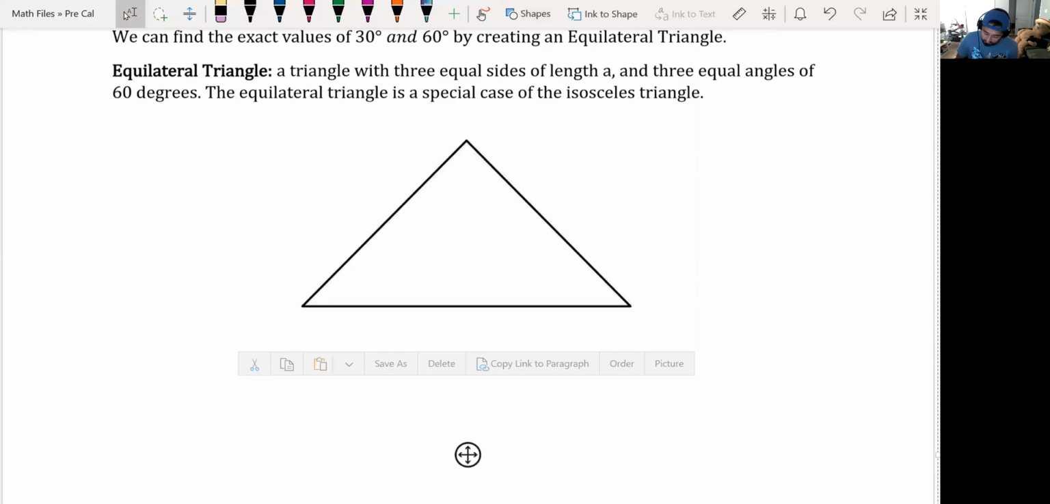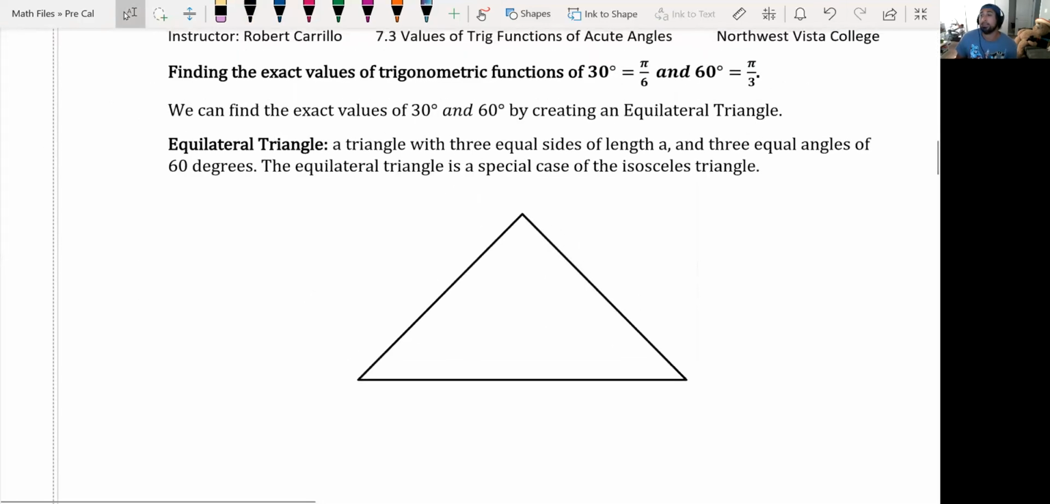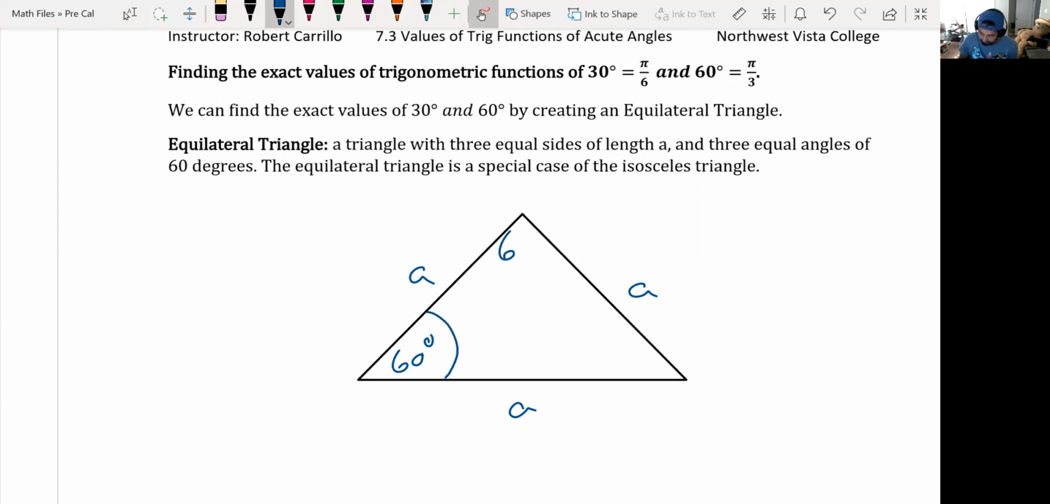Okay. Let's go ahead and label all the sides the same thing because it's equilateral. This is A, that is A, and that is A. And then inside, 60 degrees or pi over 3 radians, same thing. 60, 60, 60. And now, to figure out those coordinates, what we're going to do is bisect our equilateral triangle right down the middle.